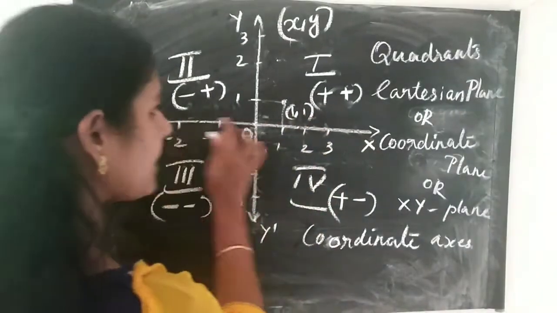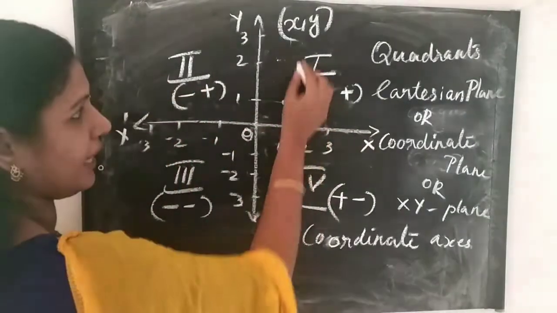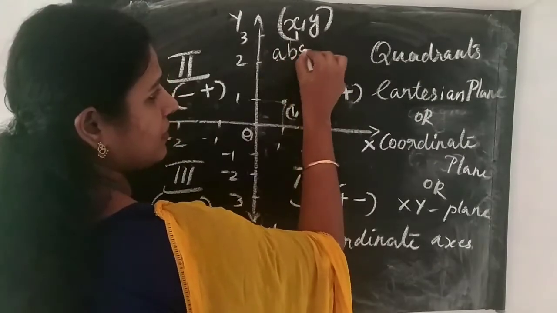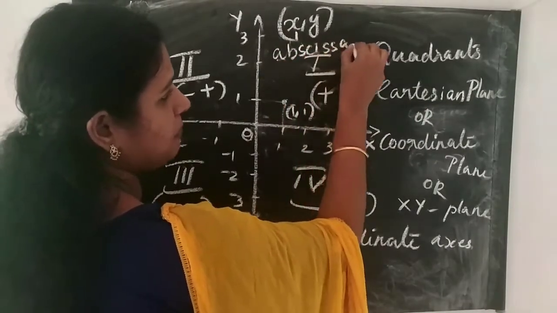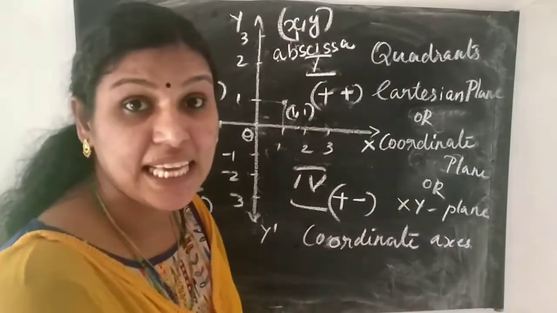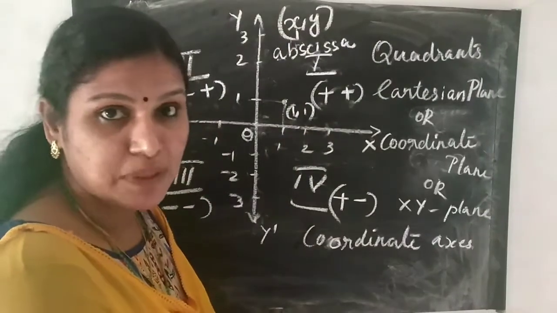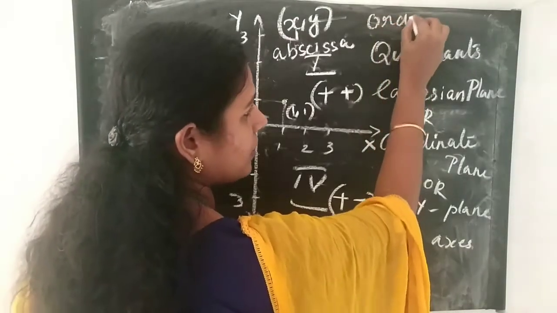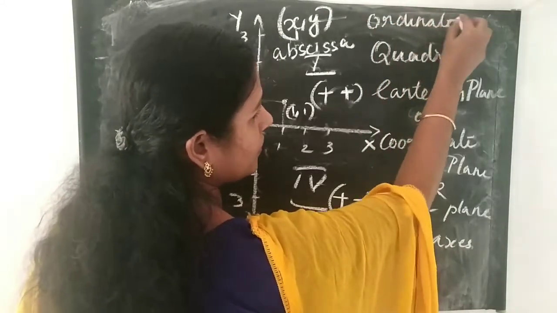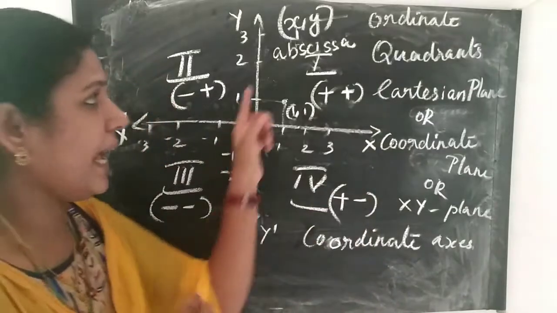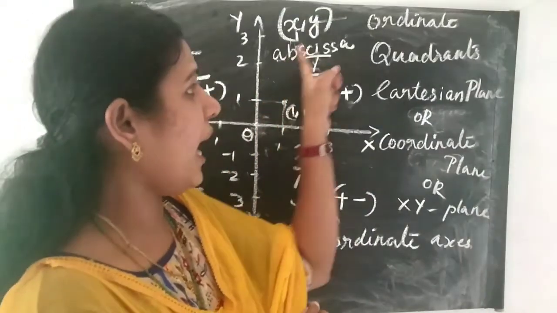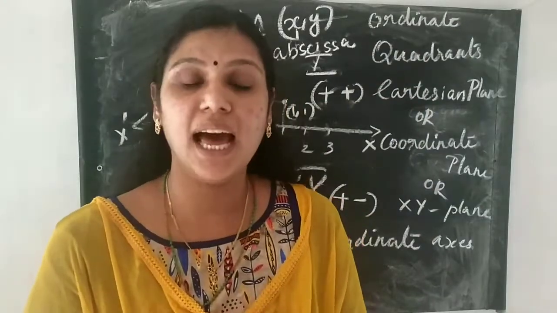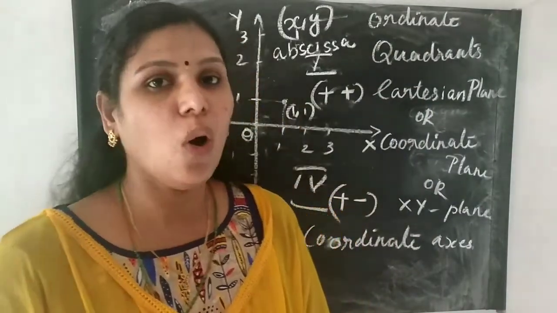Then this x coordinate is known as abscissa, and the y coordinate is known as ordinate. The x coordinate is abscissa and the y coordinate is ordinate.